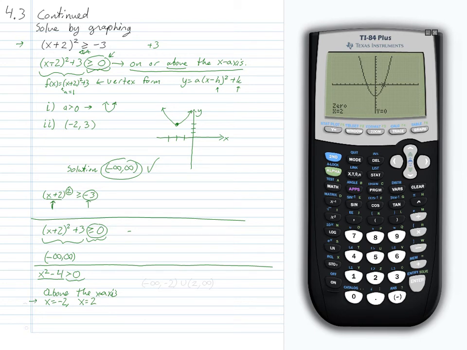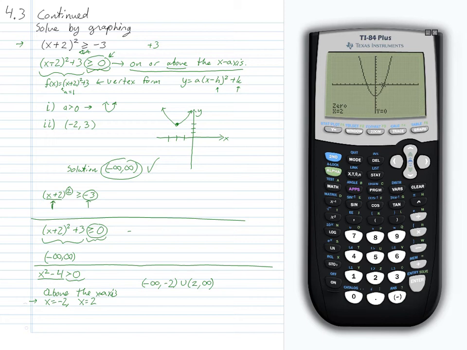So the part of the graph that lies above those points is everywhere to the left, so everything below -2, and everything above +2. Alright, so that's how you would solve these using your calculator. That basically takes the work out of graphing the parabola by hand, but you still do have to approach it with the logic of the inequality in mind.